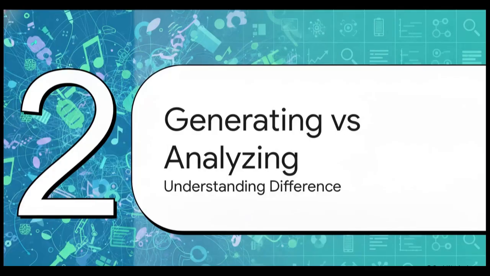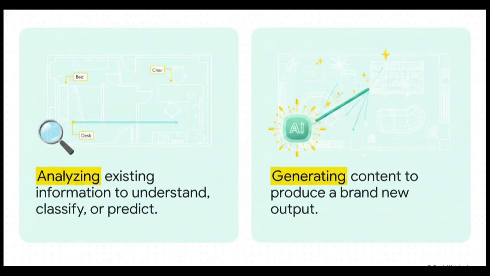Let's shift gears a bit. Section 2, generating versus analyzing and why understanding the difference really matters. See, traditional AI has been analyzing existing information for years now. If you showed a picture of a room and ask what objects are in this room, it'll understand and classify what's already there.